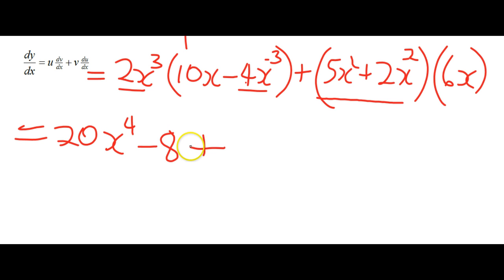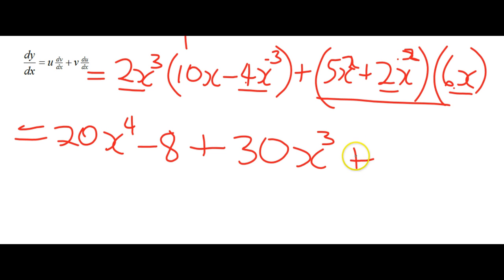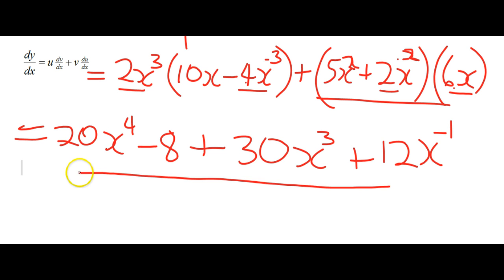Then plus, when I come to this side, I have this to expand with this, which will be 30x cubed, and this times that. Remember, this is negative here, and so that will give us plus 12x to the power negative 1. So this will be your final answer for that.